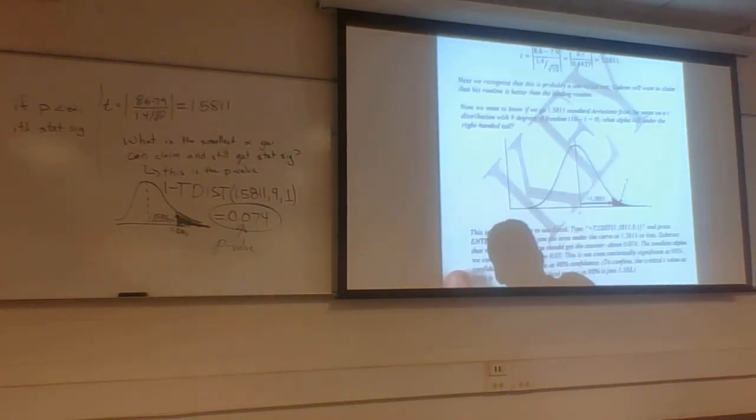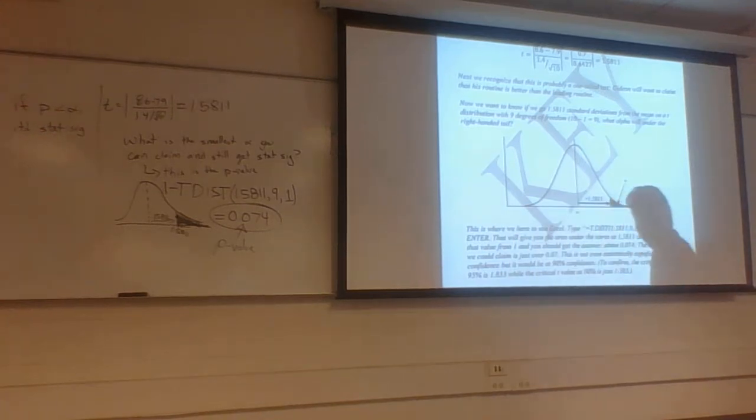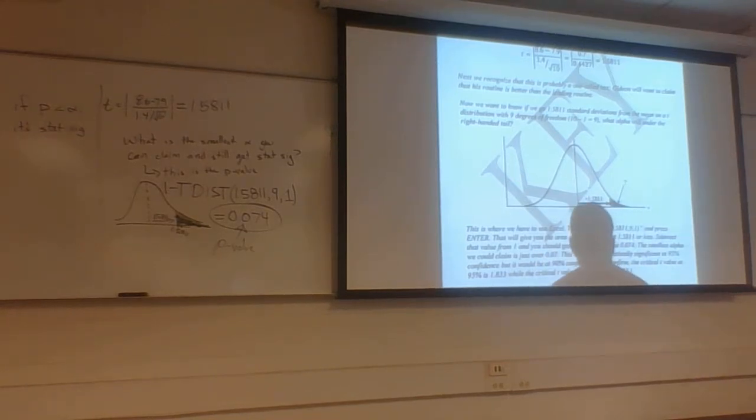That is essentially the explanation, if you want to go in. Yeah, 1.833, if it was 95%. Again, one-tailed test. Okay? Are we good?